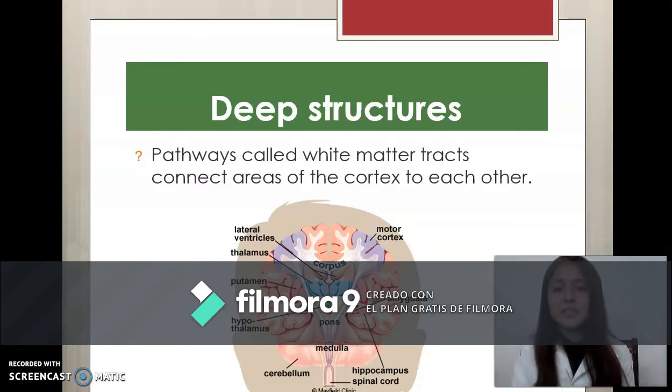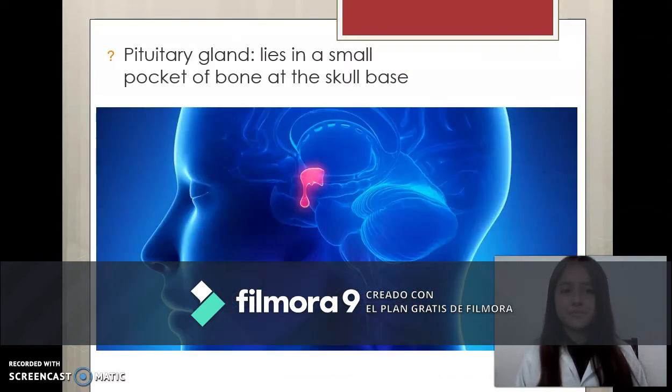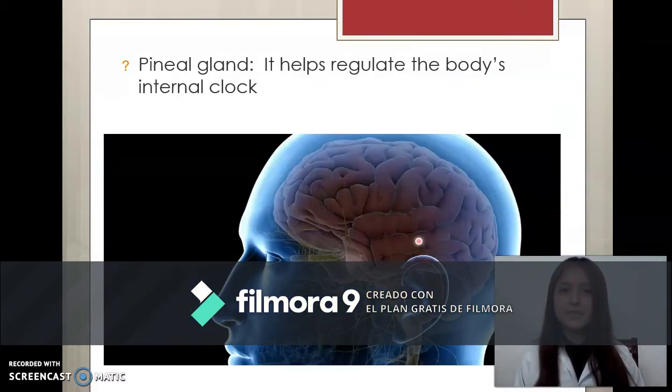Now, deep structures. Pathways called white matter tracts connect areas of the cortex to each other. Messages can travel from one gyrus to another, from one lobe to another. Now, hypothalamus. Hypothalamus is located in the floor of the third ventricle. It regulates body temperature, blood pressure, and secretes hormones. Pituitary gland lies in a small pocket of bone, and it secretes hormones that control sexual development, promote bone and muscle growth, and respond to stress.